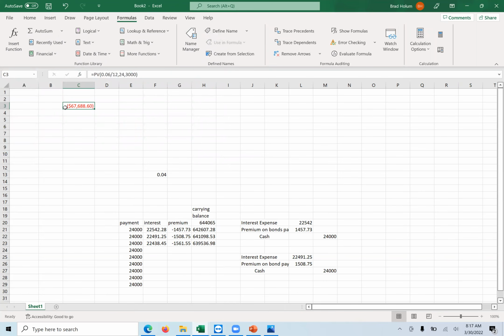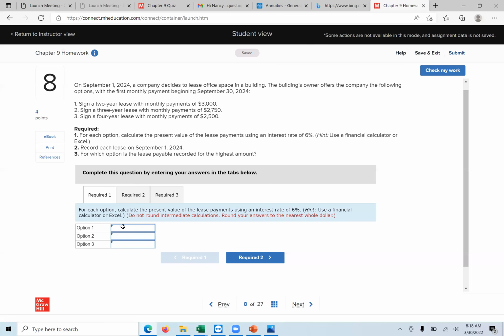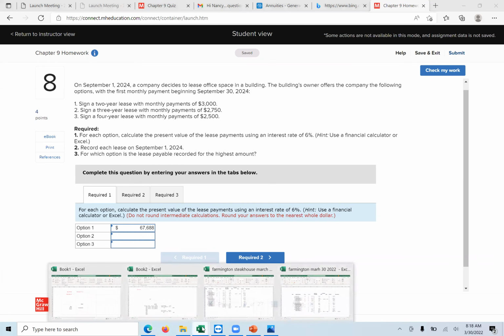The present value of 24 months of $3,000 payments at a 6% rate is $67,688. So $67,688 would be the present value of the first option. The second option is for a 3-year lease with monthly payments of $2,750.